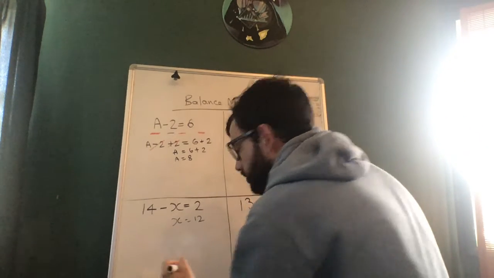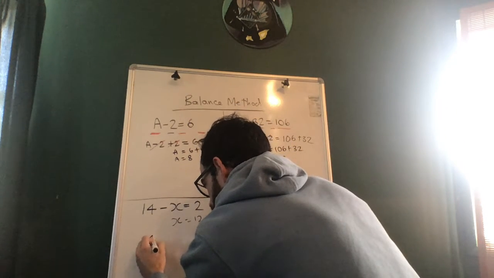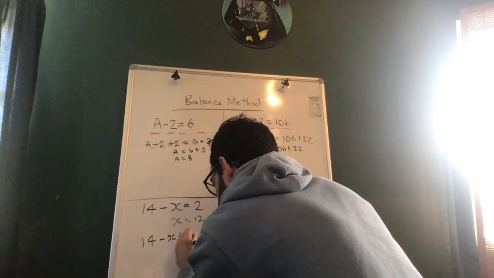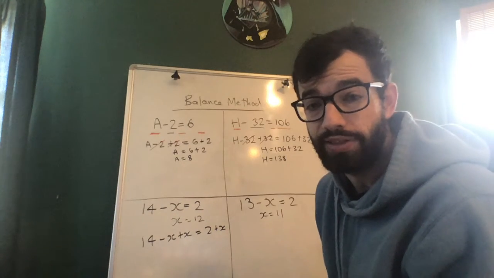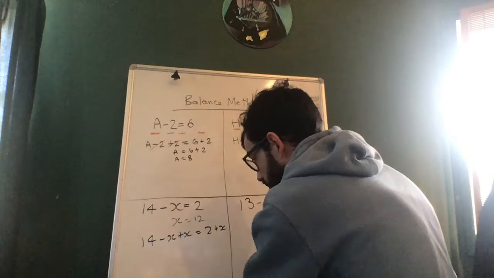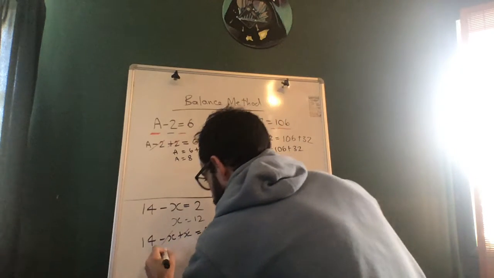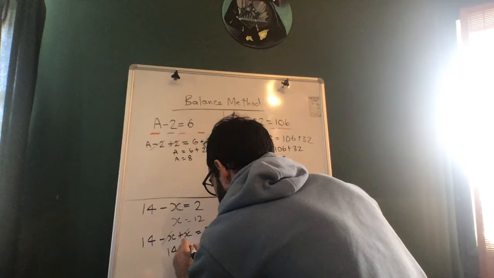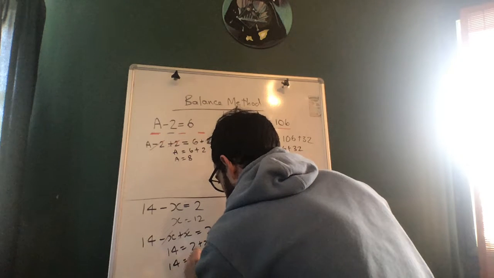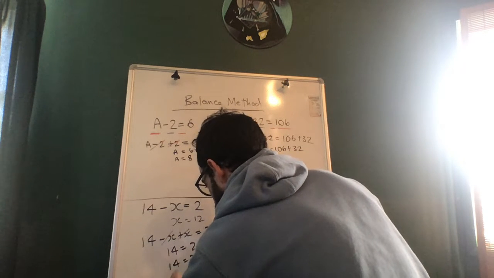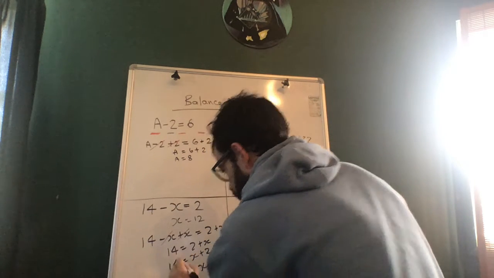So what we do is we want to get these equations into a better way. So the way I do it is I go 14 take away x plus x equals 2 plus x. Okay, and what I'm doing is I'm just moving x the other side and putting it in a more favorable place. Okay, so these two x's cancel each other out, and we are left with 14 equals 2 plus x, which we can write as 14 equals x plus 2. And then we do what we're doing before, x plus 2 minus 2 equals 14 minus 2.